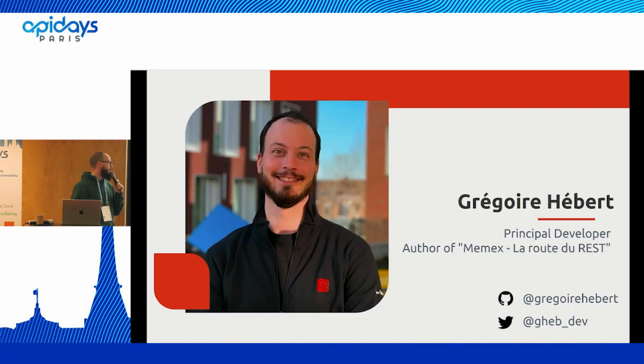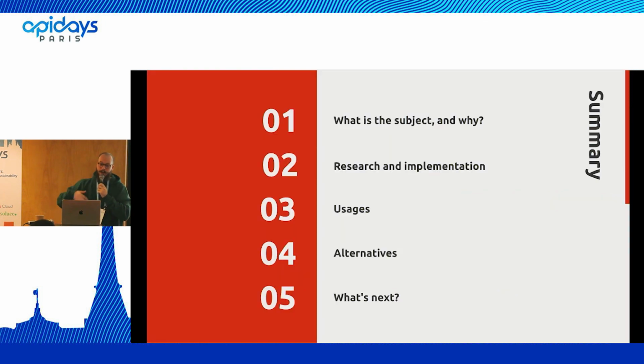I am Grégoire Hébert and I'm principal developer at Letiel, same company as Matthias. A few years ago, I started to work with REST APIs and I wrote a book about it, a book in French, just because there wasn't any book in French. There's a lot of literature in English, obviously, but not in French. And why? Because we have been working with REST APIs for years now. And I had that knowledge.